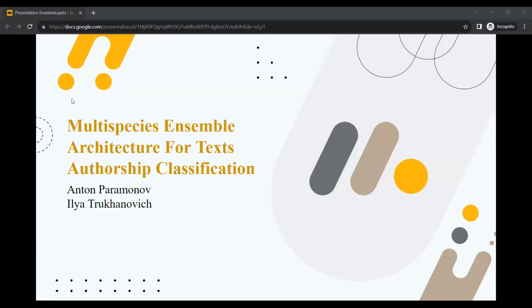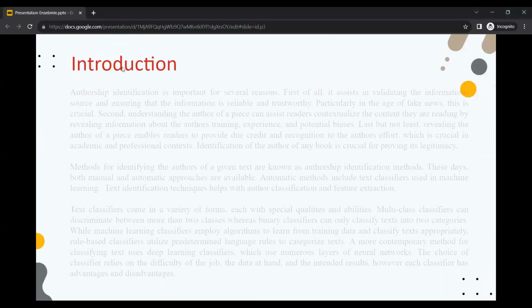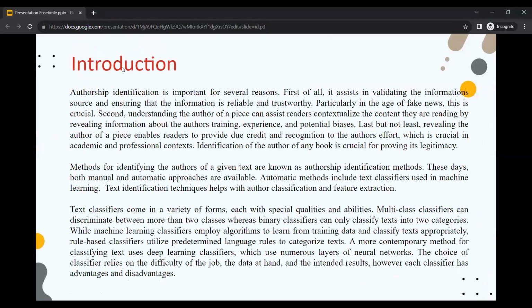So my current topic is multi-species ensemble architecture for text authorship classification. Authorship identification is important for several reasons. First of all, it assists in validating the information source and ensuring that the information is reliable and trustworthy. Particularly in the age of fake news, this is crucial.